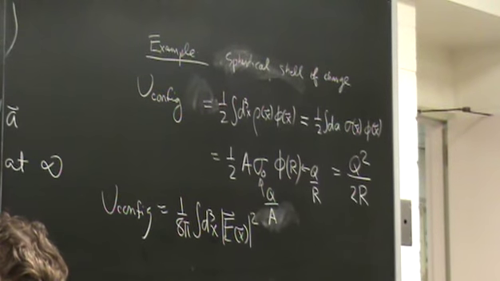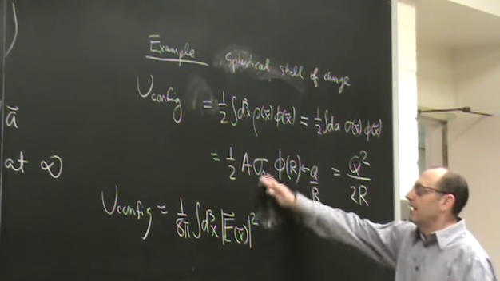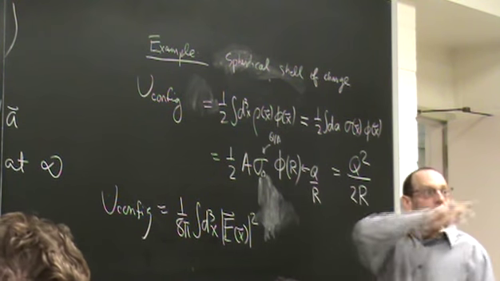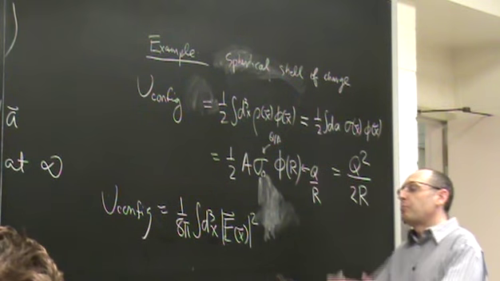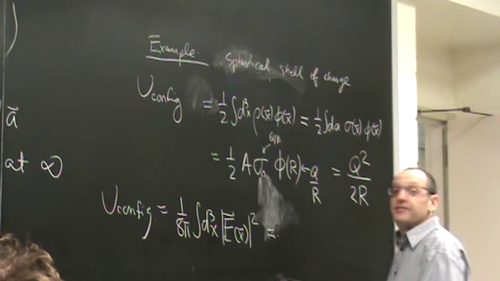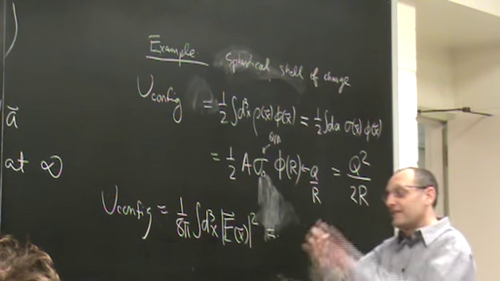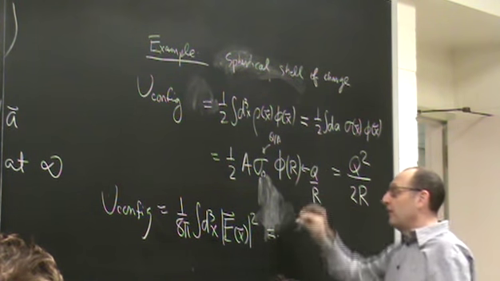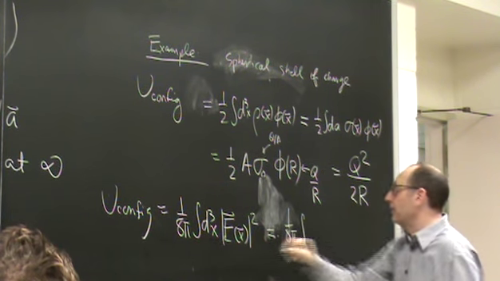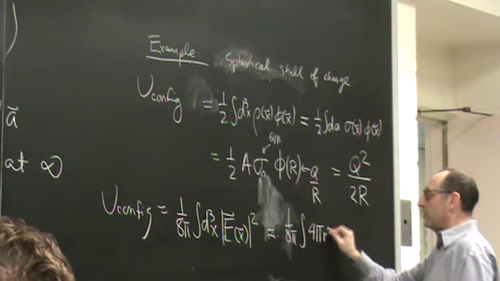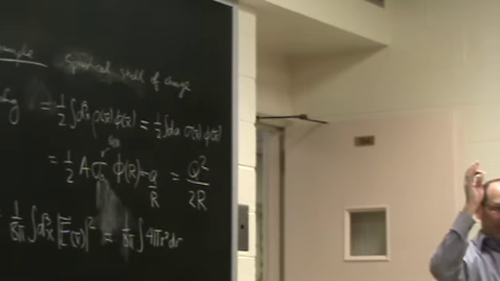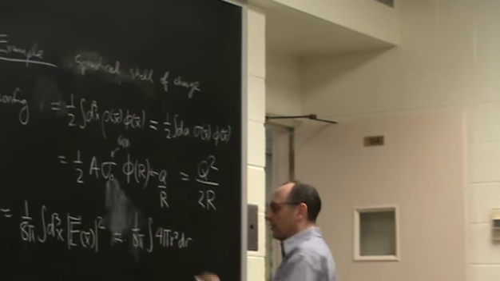Okay? And the electric field in this case is the field of a point charge outside the sphere, and it's 0 inside the sphere. So we should write this in terms of an integral over spherical shells. My volume element will be 4 pi r squared dr. That's surface area times dr, those are my dq's.